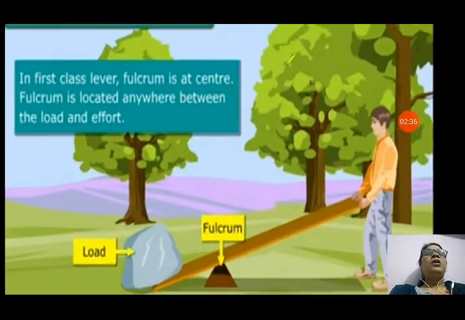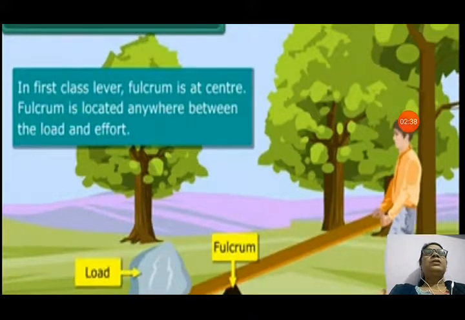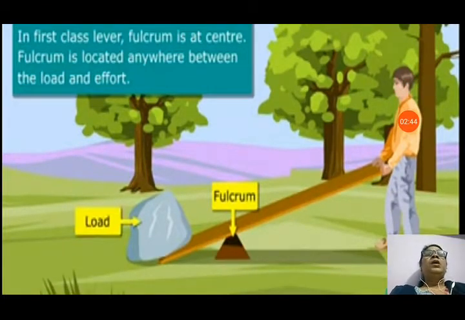You can see the first class lever. In the first class lever, the fulcrum is at the center. Fulcrum is located anywhere between the load and the effort. So load and effort will be on either side, and fulcrum will be in the middle of the load and effort. This type of lever where the fulcrum is in the middle is known as first class lever. You can see in this picture a crowbar.